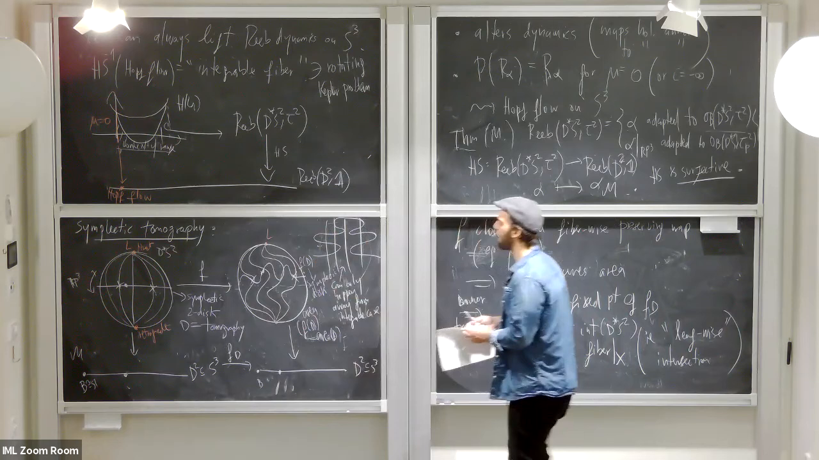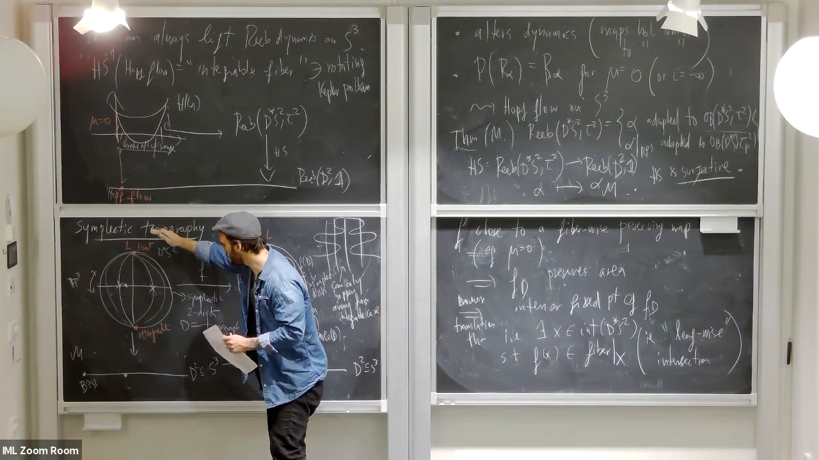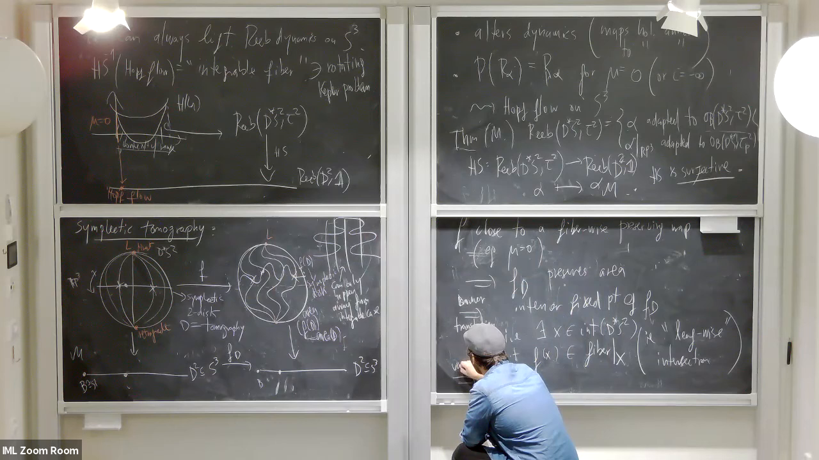And this is for a fixed D. If you vary the tomography, you put your machine and move this around, so you will get infinitely many of these. So you vary D, you get infinitely many such points.